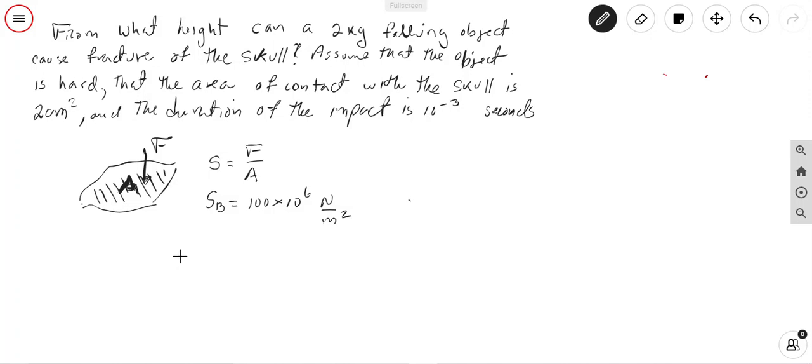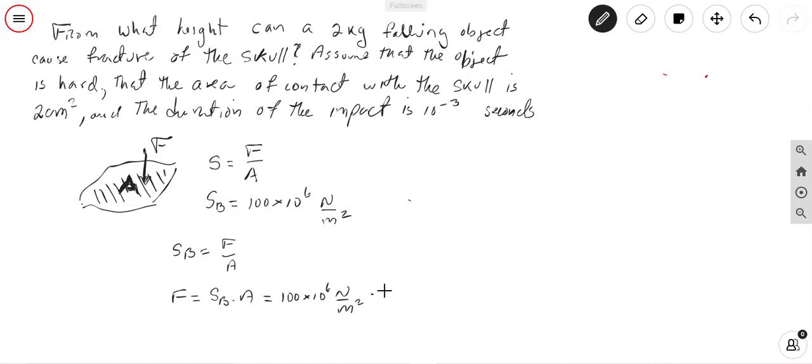Substituting, I get that S_B is equal to force over area. So I solve for the force, and I get that the force is equal to S_B times the area. To calculate the minimum force, we multiply the fracture strength times the area. So we get 100 times 10 to the 6 newtons per meter squared times the area, which we know is 2 centimeters squared.